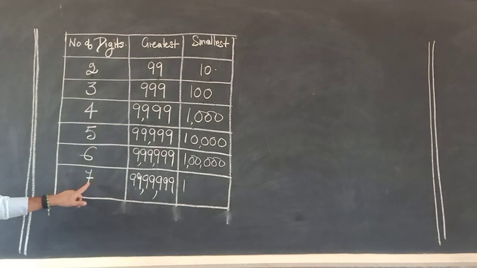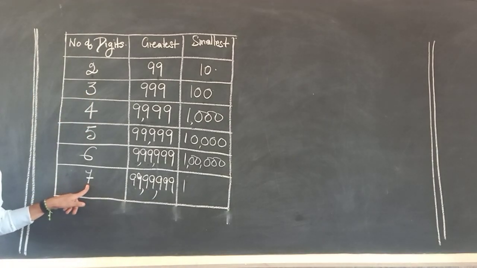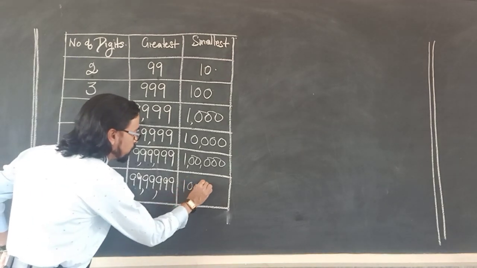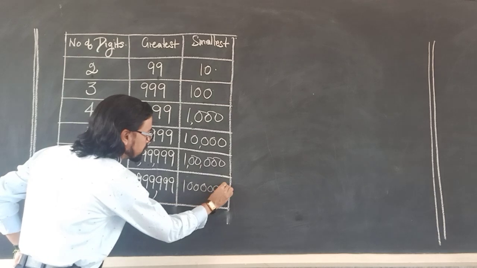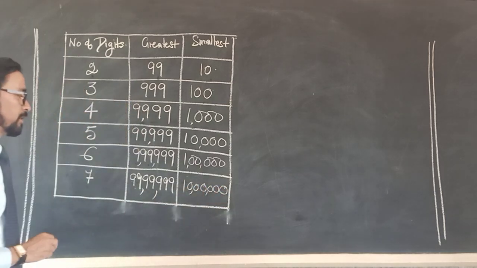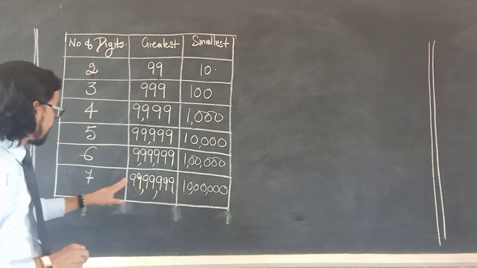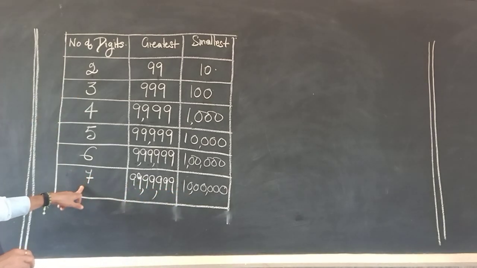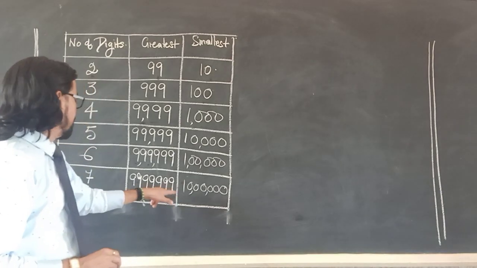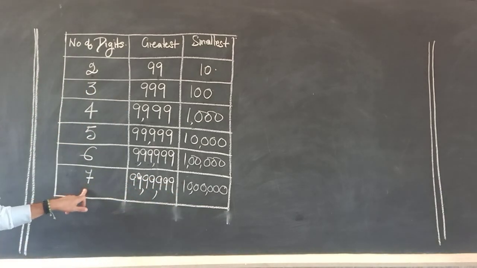When I come to the smallest, 1. The moment I put 1, I am less by 1 digit. So now, from 7 take away 1, I am left with 6 digits. That means I have to put 6 zeros. 1, 2, 3, 4, 5, 6. 1, 2, 3, comma, 1, 2, comma. So 10 lakhs is the smallest 7-digit number, and 99 lakhs 99,999 is the greatest 7-digit number.